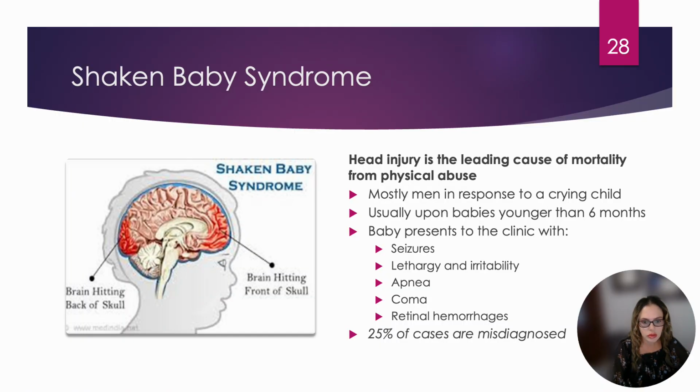Shaken baby syndrome. Head injury is the leading cause of mortality from physical abuse. This mostly occurs in crying babies, and typically men are the abusers. Usually younger than 6 months, the baby presents to the clinic. They may have seizures, they're lethargic, apnea, they may be in a coma, you might see retinal hemorrhages. 25% of these cases are misdiagnosed as some other form of injury.